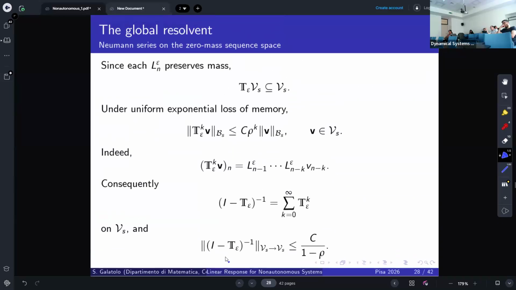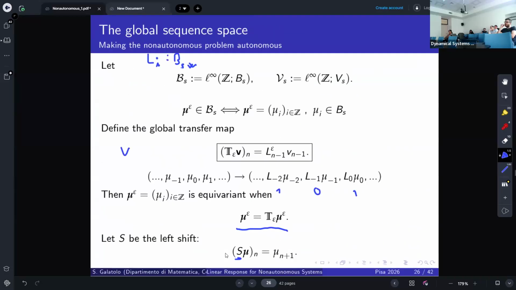But you said in the previous slide you showed how you make it autonomous, right? Yes. So can you replace the loss of memory? Now we are back to the previous setting. So maybe now we just assume a spectral gap. Yes, essentially it's like this.